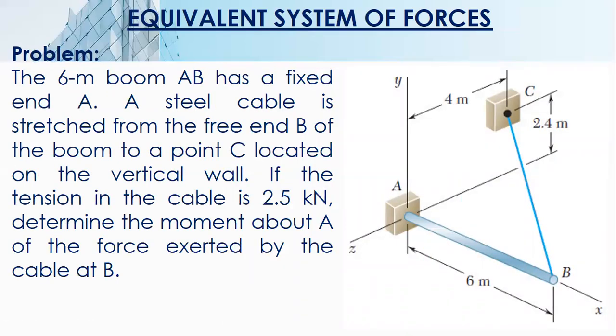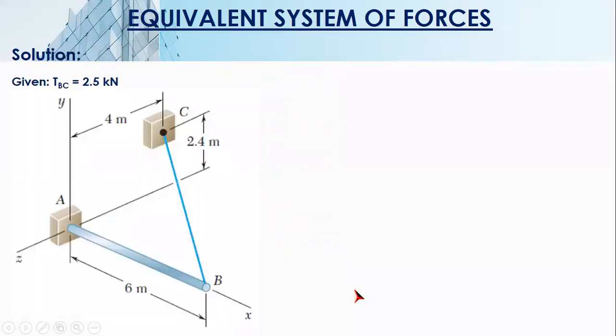Now, in the case of 3D, muna itong sample. The 6-meter boom EB has a fixed end A. A steel cable is stretched from the free end B of the boom to a point C located on the vertical wall. If the tension in the cable is 2.5 kilonewtons, determine the moment about A of the force exerted by the cable at B. Okay. So, ang tension na to is 2.5 kilonewtons. Dirgikan B to C.